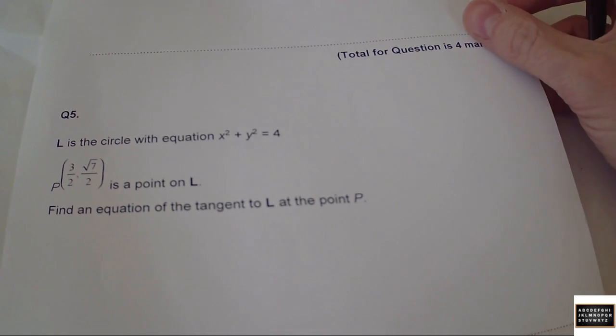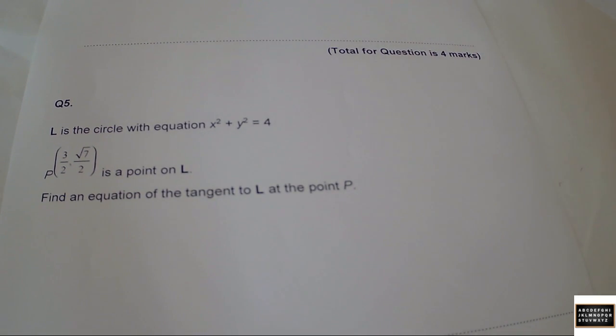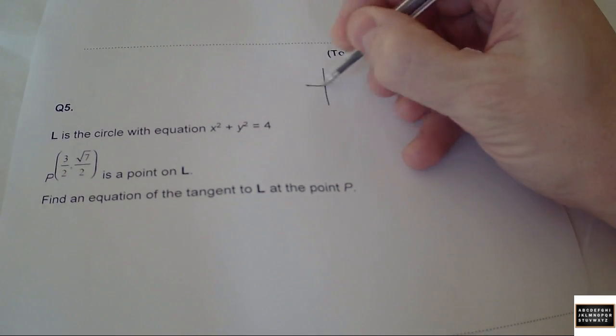This question down here, question 5 with the circles and the equations. X squared plus y squared equals 4. You've got a point here. Again, no diagram for you really, but asking you to find the equation of tangent L at the point P. So again, you can draw a little sketch if you want.